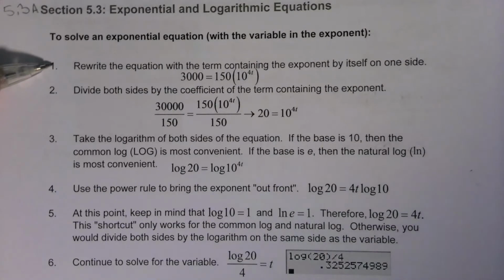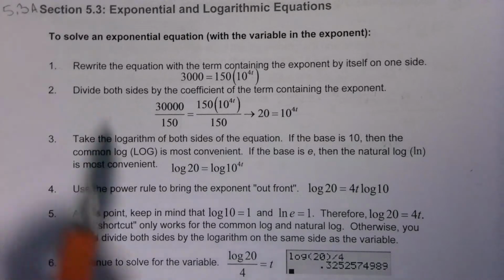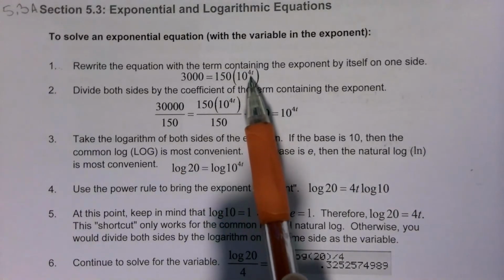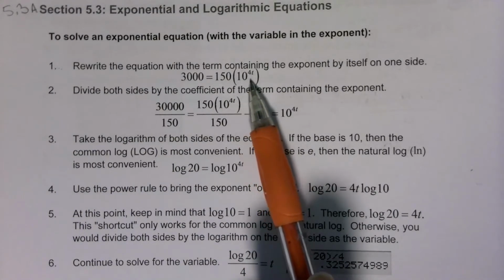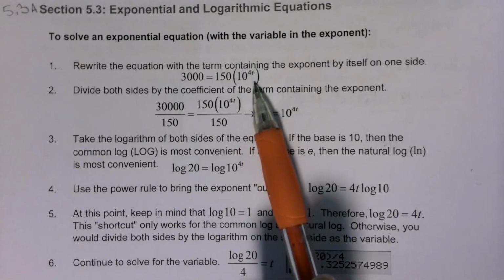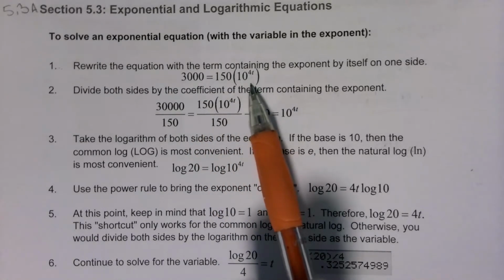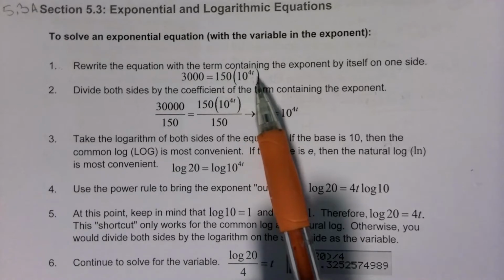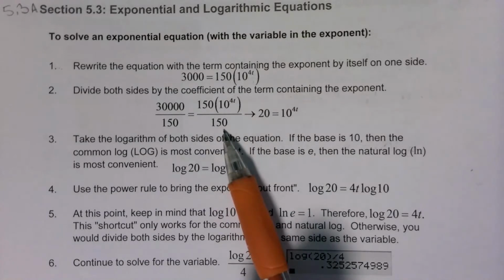First thing we want to do is to write the equation with the term containing the exponent by itself on one side. So that means we want to isolate the exponent part. Okay, so 10 to the 4t is the part that has the exponential term in it. So this needs to be by itself. So if this is how the equation starts out, we need to get this on one side by itself, and it is. Now we need to divide by that 150.